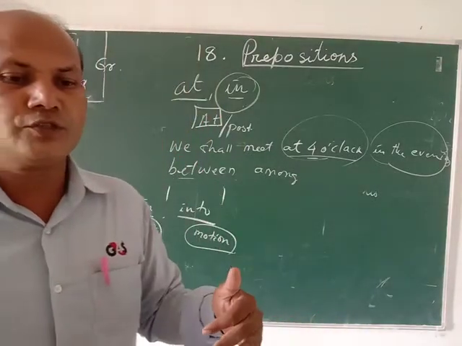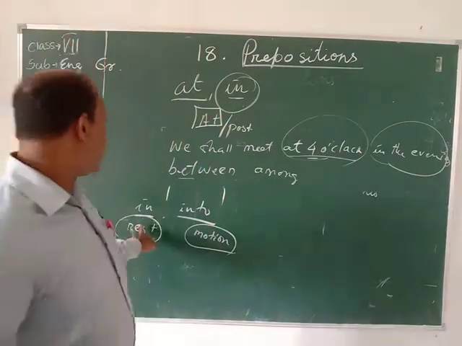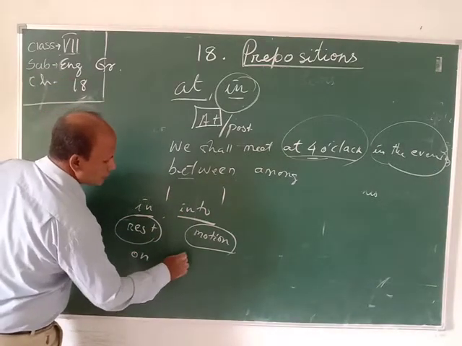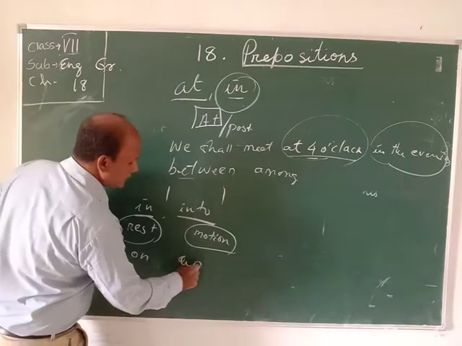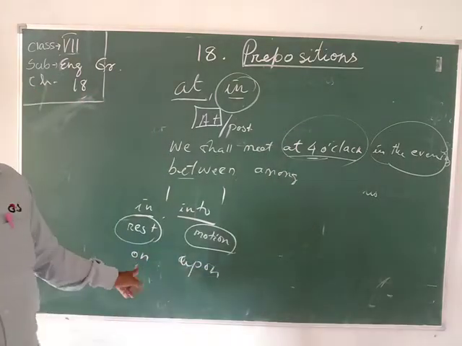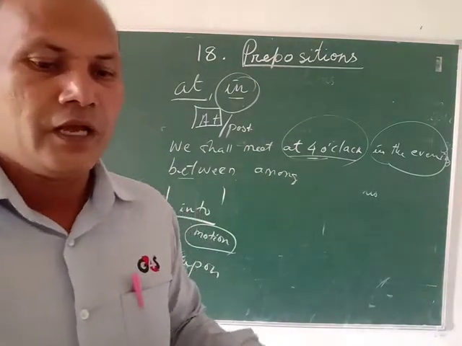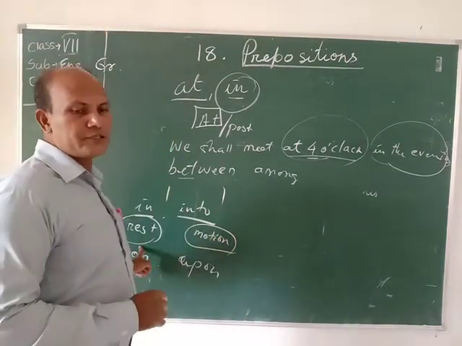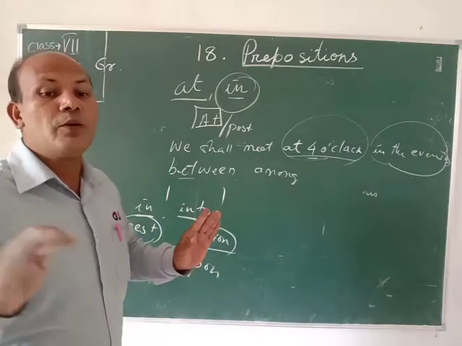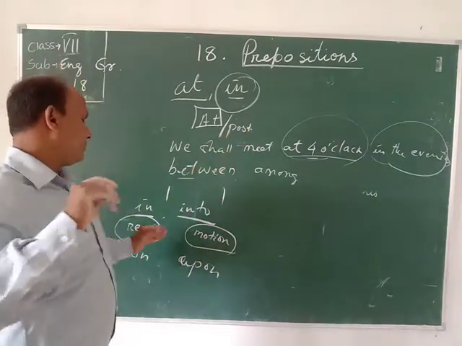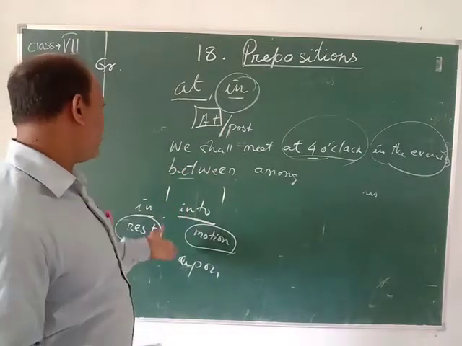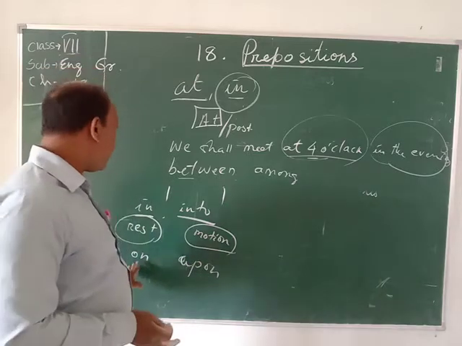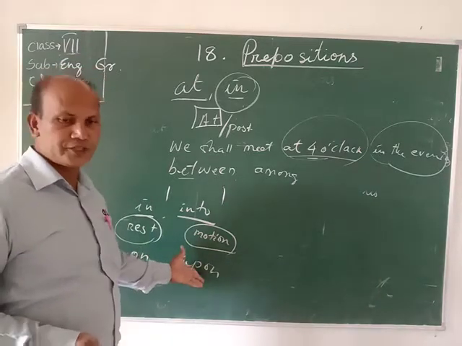On and upon also like that. On is used for speaking of a thing at rest. Just like in and into, on and upon. We stood and watched the boats on the river. That means they are at rest. But the monkey jumped upon the back of the camel. The monkey jumped on top of the camel. That is in motion. Okay. That is the difference between on and upon. One is rest, one is motion.